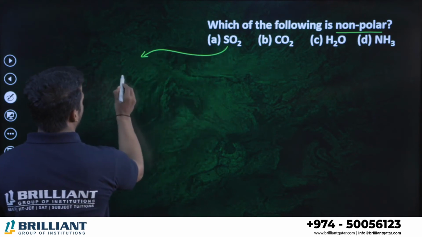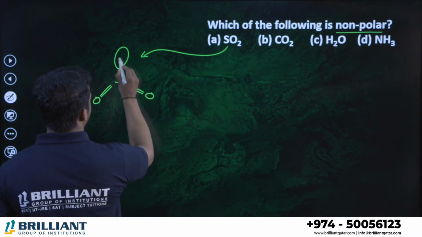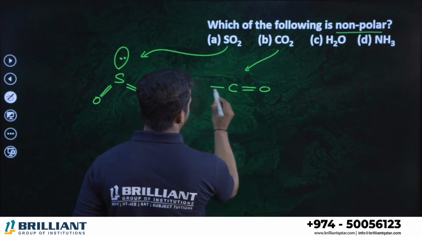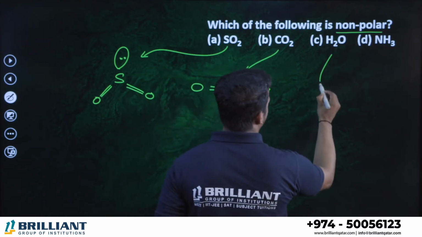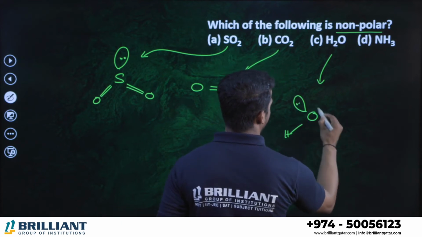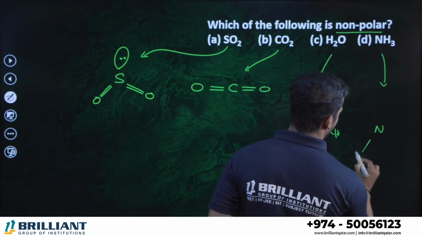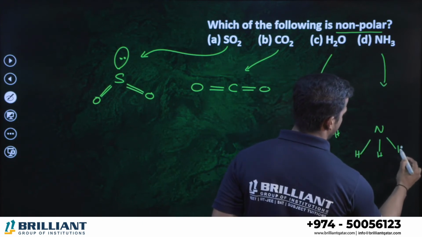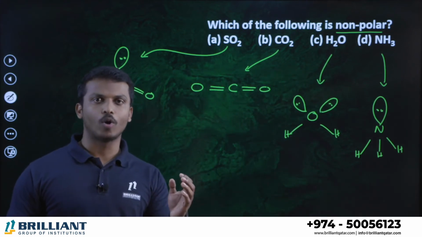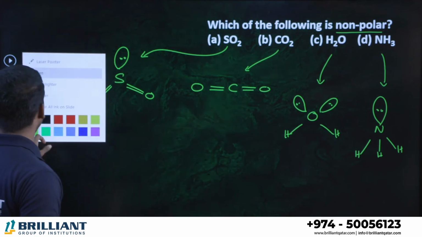SO2. What is SO2? We draw the structure like this. This is the geometry. Carbon dioxide, CO2, has linear geometry. Water has a tetrahedral or bent geometry. Ammonia has a pyramidal one. Correct? These are the structures, where we can identify the dipole moment. Only when the dipole moment is 0 will the system be non-polar, right? Yes, hope you get the idea.